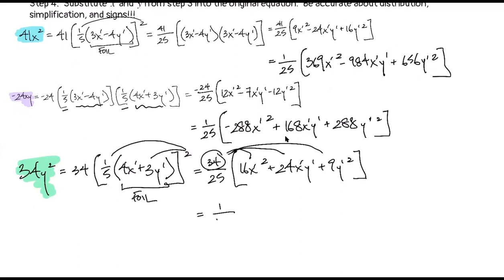So 1 over 25. And I'm getting some large numbers here, but again, on your exam, the numbers will be much smaller, okay? So 34 times 16 gives me 544 x prime squared. 34 times 24 gives me 816 x prime y prime. And 34 times 9 gives me plus 306 y prime squared.